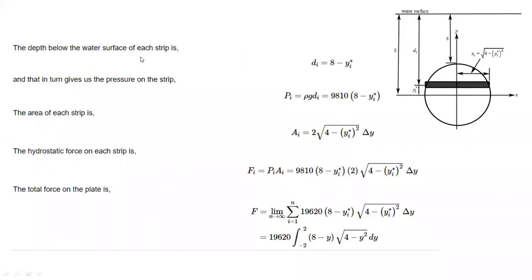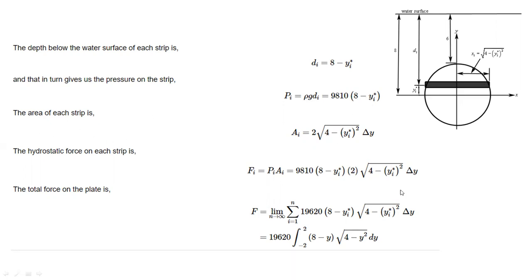So the depth below the water surface is d sub i, which is 8 minus y sub i asterisk. I mentioned that. And that in turn gives us the pressure on the strip. So the pressure on this strip is rho g d sub i. Again, you have 9.81 times 1,000, so that would be 9810. And the d sub i would be 8 minus y sub i asterisk.